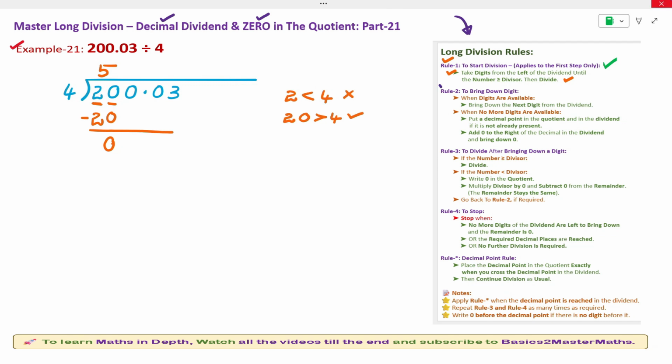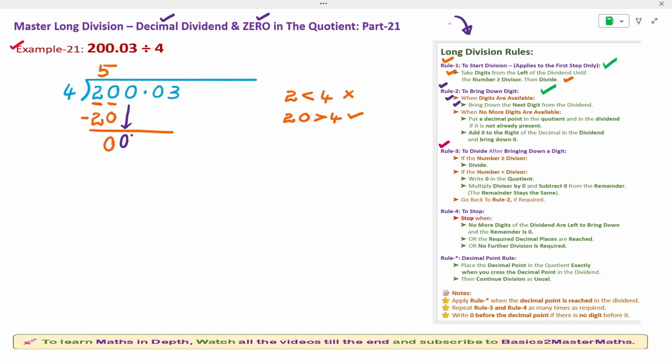Let us apply rule 2. When digits are available, bring down the next digit from the dividend. In this case, since the digits are available, bring down the next digit 0. Now, rule 2 is complete. Let us apply rule 3.